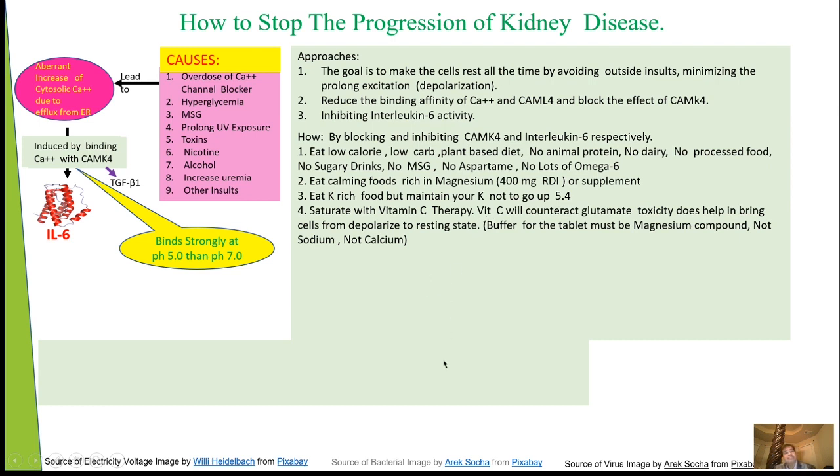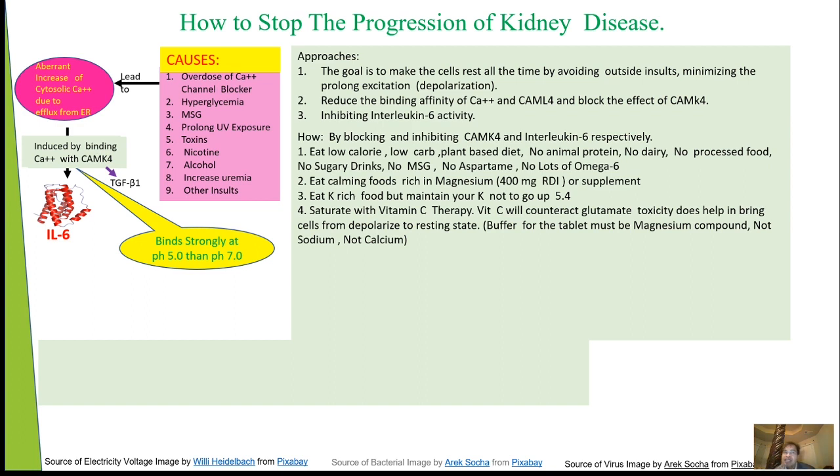So next, vitamin C, taking or saturating yourself with vitamin C. Maybe taking 10 or 20 capsules a day of vitamin C can reduce glutamate toxicity. So by reducing the glutamate toxicity, it can also contribute to the calming effect on the excitable cells. How does this contribute to the calming effect? The vitamin C will react with the glutamate portion at the mouth of your channel.